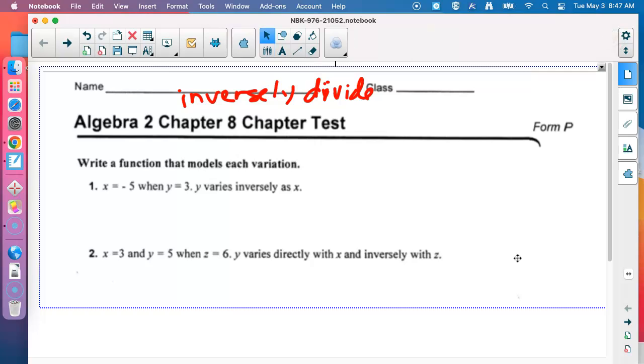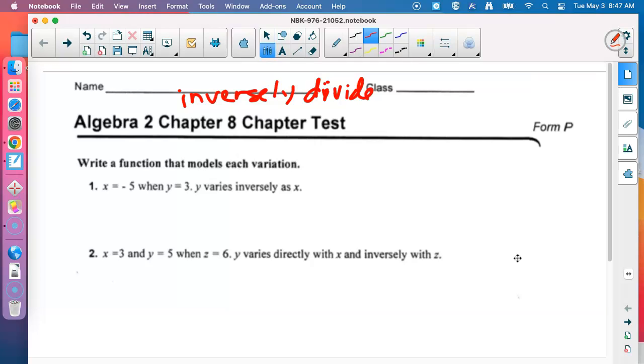So this one says, write a function that models each variation. X equals -5 when y equals 3. Y varies inversely as x. Y varies means I have to write y equals k, because it said y varies, so we do the y piece. And then varying means we have to have a constant of variation. And then inversely tells me division.